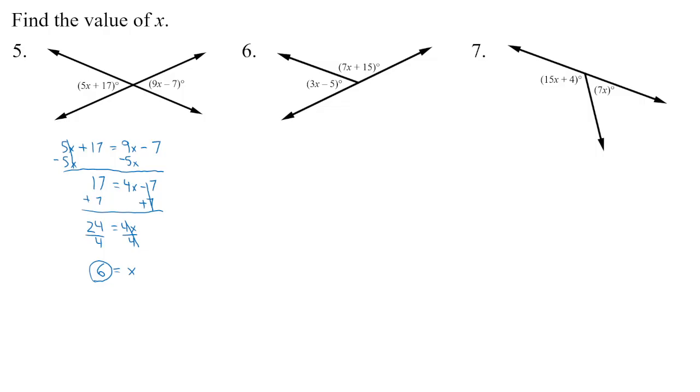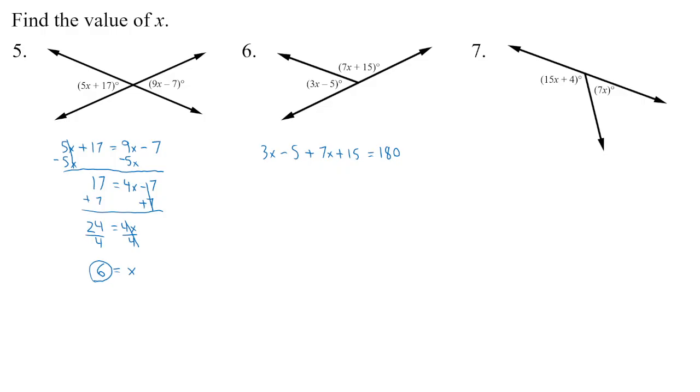Number 6, we have one angle being 3x minus 5 and the other being 7x plus 15. You should recognize that they are a linear pair. Linear pairs are supplementary, meaning they add up to be 180 degrees. Therefore, 3x minus 5 plus 7x plus 15 equals 180.